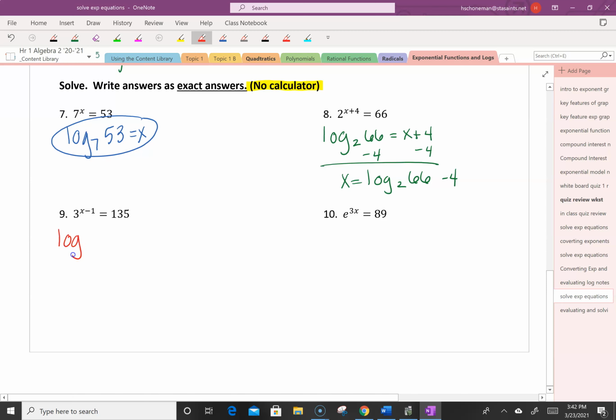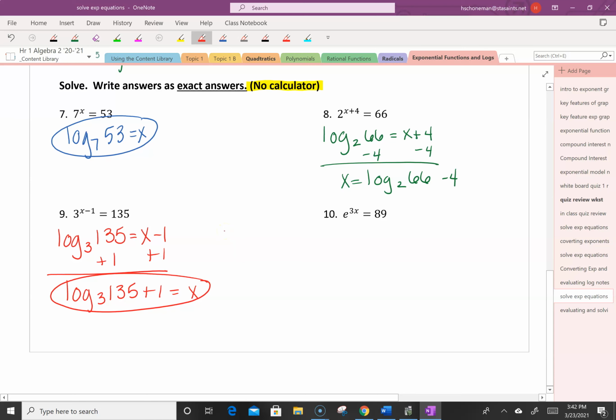Okay, let's try this one. This one would be log base 3 of 135 equals x minus 1. We don't have x by itself yet, so I'm going to add 1 to both sides. So I have log base 3 of 135 plus 1 equals x. That's my final answer.